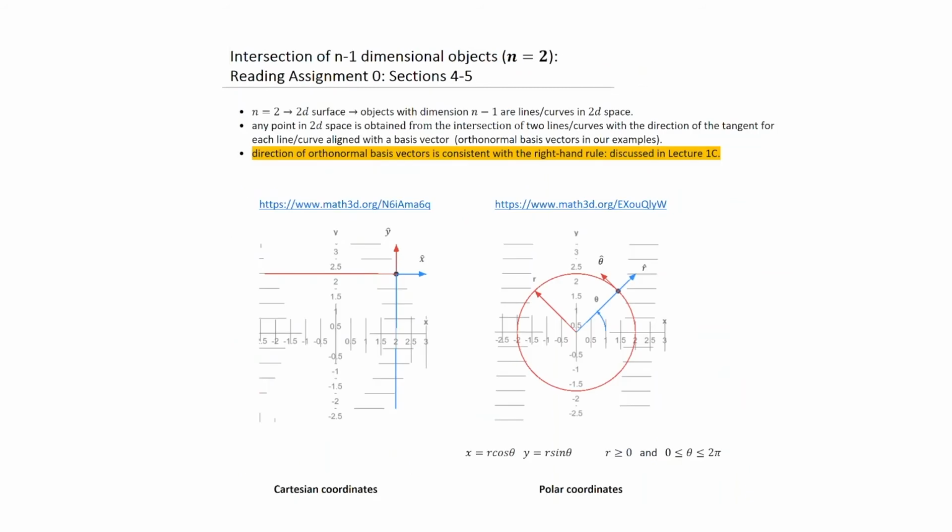Okay, so the next topic of interest is the intersection of n-1 dimensional objects. And we start by saying n equals 2. N equals 2 would refer to basically a 2D problem, which means we're looking at a plane.